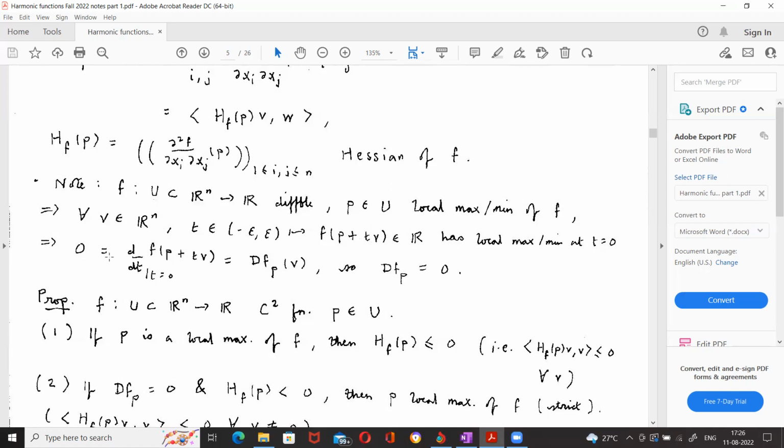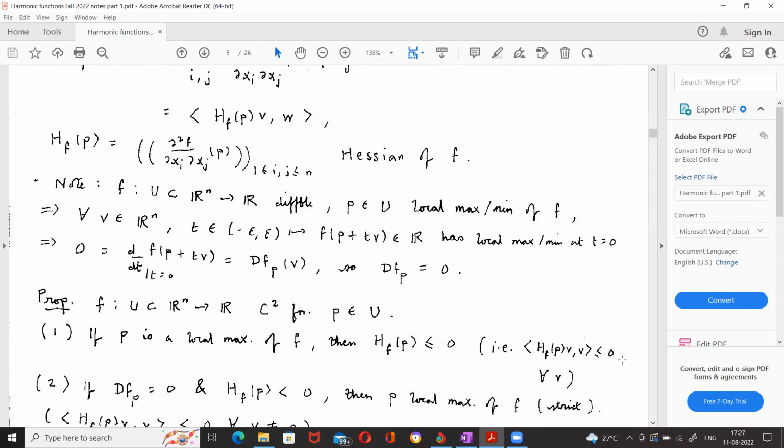So 0 will be equal to d/dt at t equal to 0 of f of P plus tv, that is dfp of v. This is true for all v, so dfp will be identically 0. All I'm saying is the generalization to higher dimensions of the usual fact from one variable calculus: at a local maximum or minimum, the first derivative vanishes. So dfp will be 0 as a linear map at any local maximum or minimum.